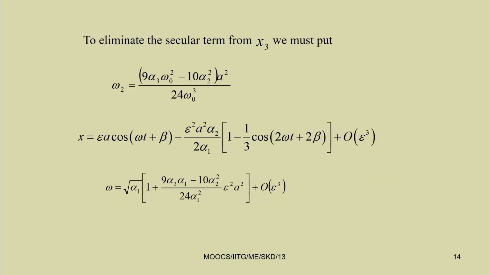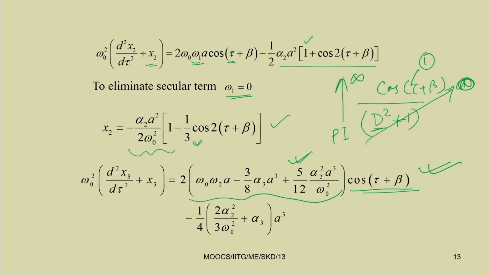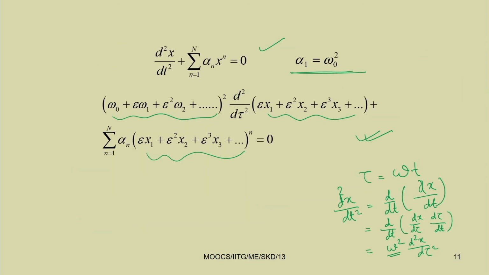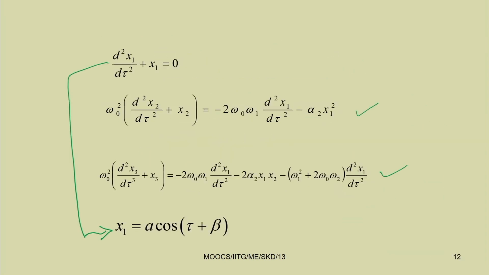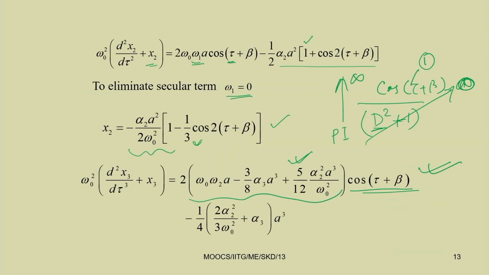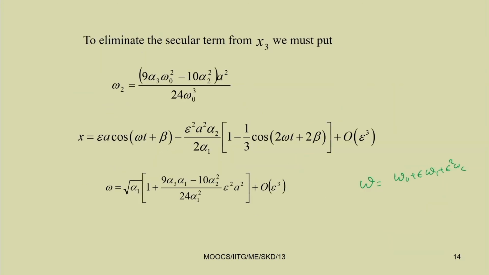Now, after getting this omega 1 and omega 2, and keeping omega up to that order, that is omega equal to omega 0 plus epsilon omega 1 plus epsilon square omega 2, which we have assumed in the beginning, now we can get the solution. So, that is omega equal to this.